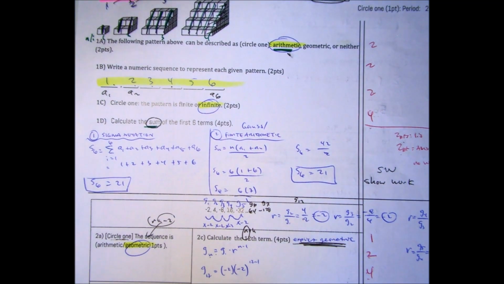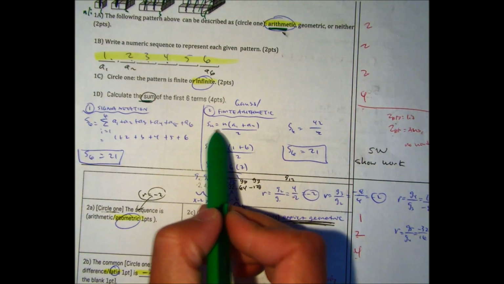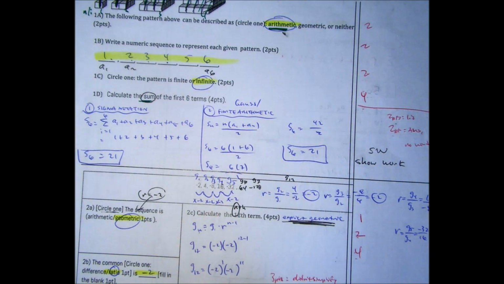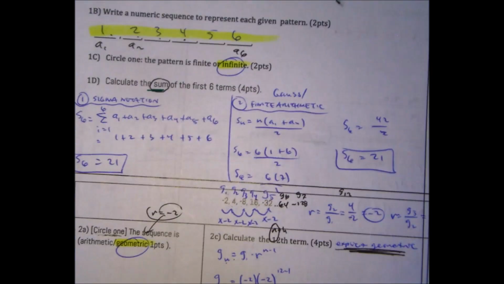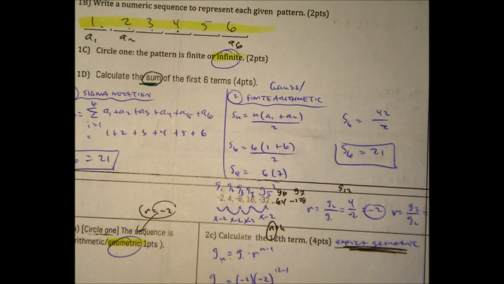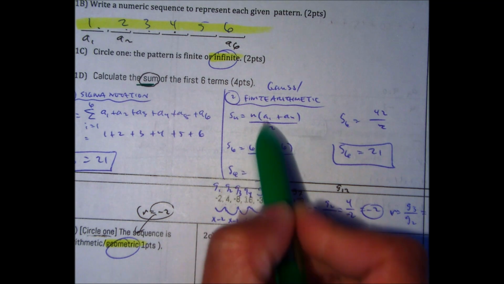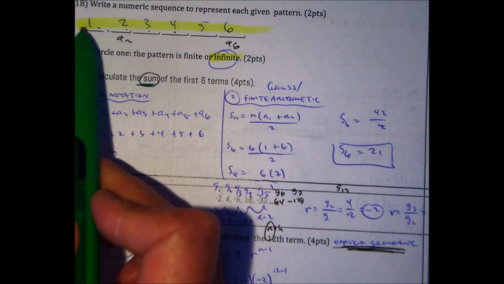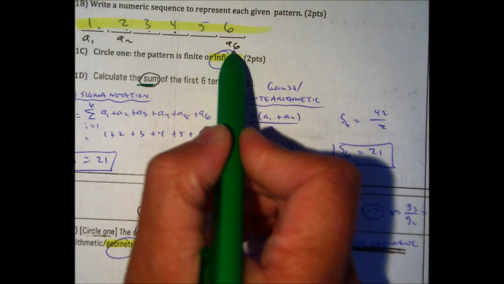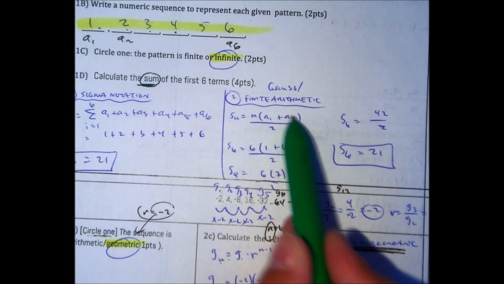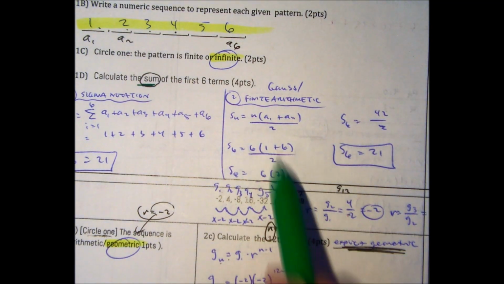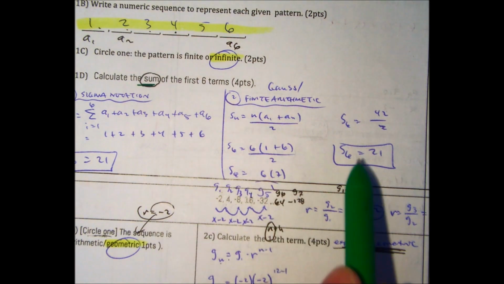You can also use Gauss's formula for a finite arithmetic series. Sn equals n times a1 plus an, over 2. Your n value is 6. Your a1 value is the first number on the list, which is 1. And then your last number on the list is a6. 1 plus 6 is 7. 6 times 7 is 42. 42 divided by 2 is 21.